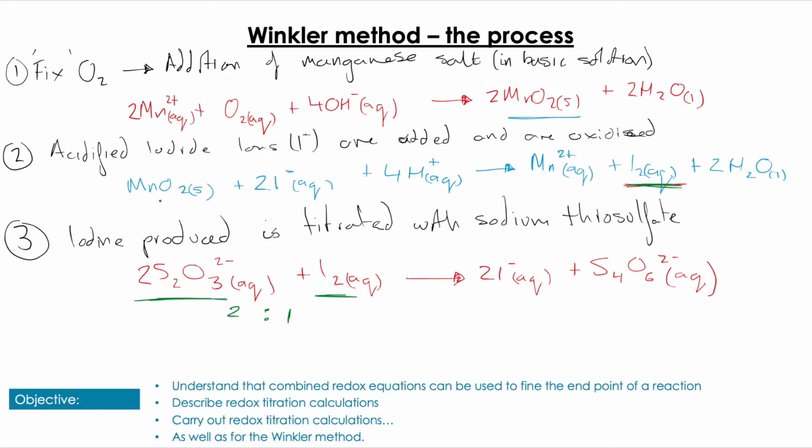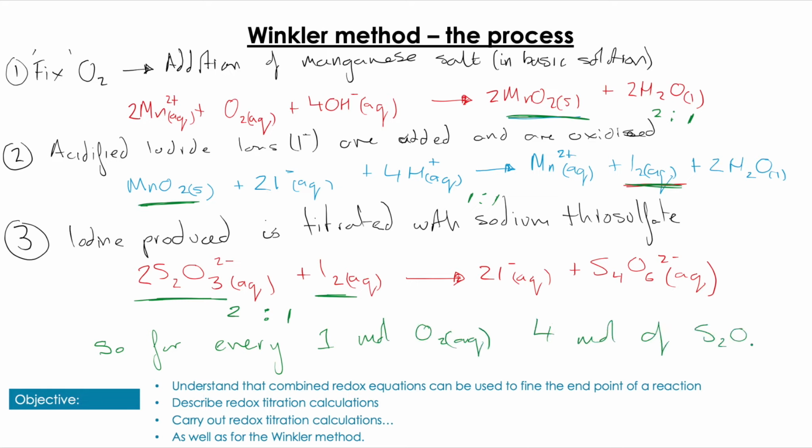So we have a relationship of 2 to 1, 1 to 1, and 2 to 1 again. So this gives us, for the whole process, an overall ratio of 4 to 1. That means for every 1 mole of dissolved oxygen that was in the sample, there will be 4 moles of thiosulfate in the final titration. And it's that ratio that you really need to etch into your mind when thinking about doing these calculations.